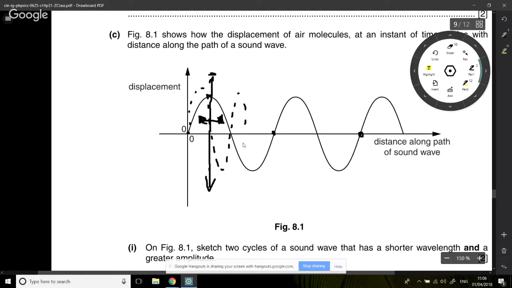And then if this was, let's say, double the frequency or half the wavelength, that would be one full cycle up till there. And this is now just a little bit extra, so we can just cross that out.